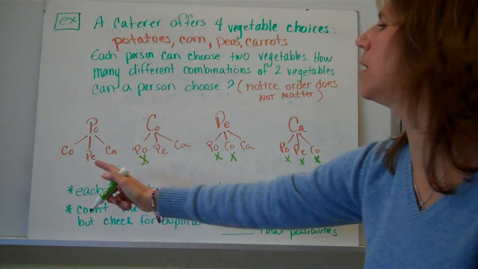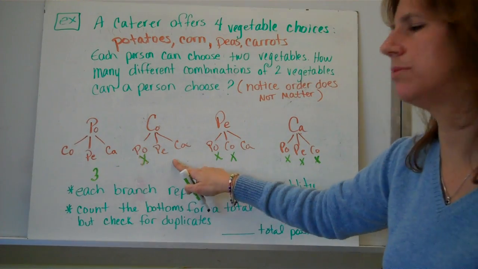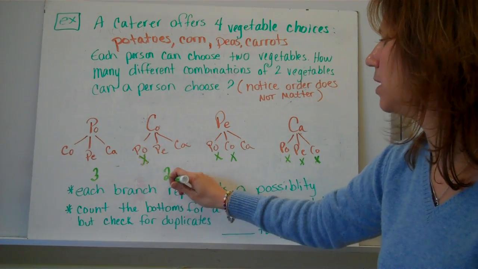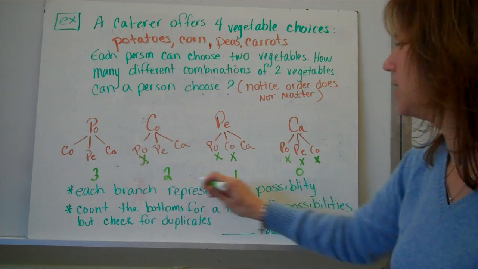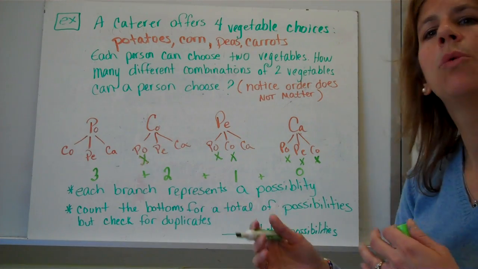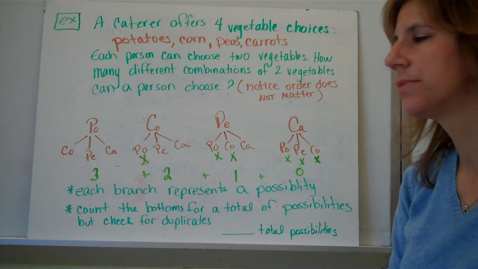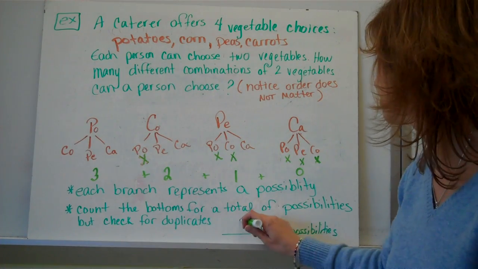So how many menu options are left here? How many are left here? And here? Now if we add them together, we have our total possibilities where we've taken out all of the duplicates. So it's not going to be 12 for this one, it's going to be 6.